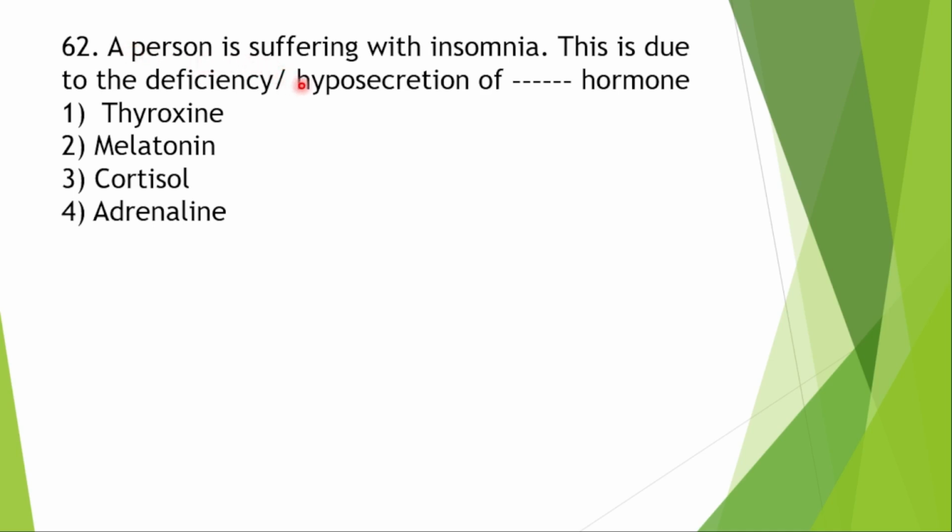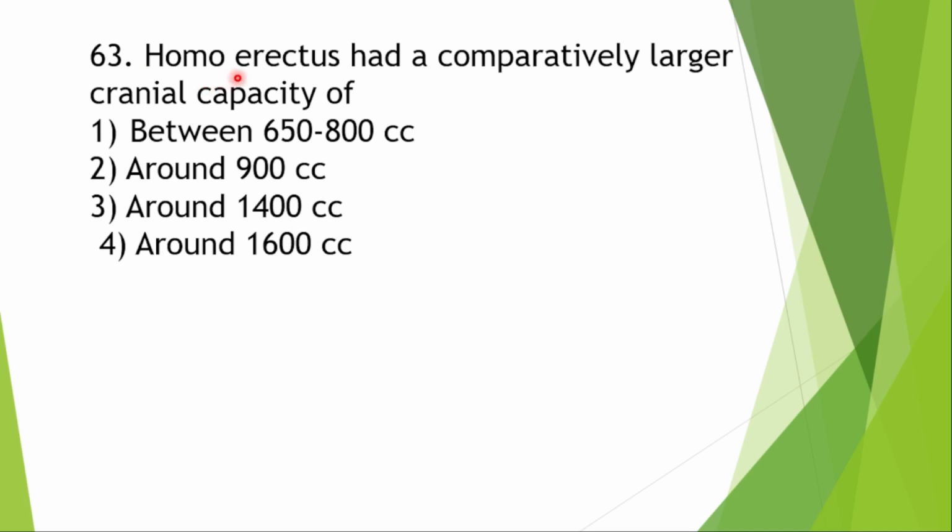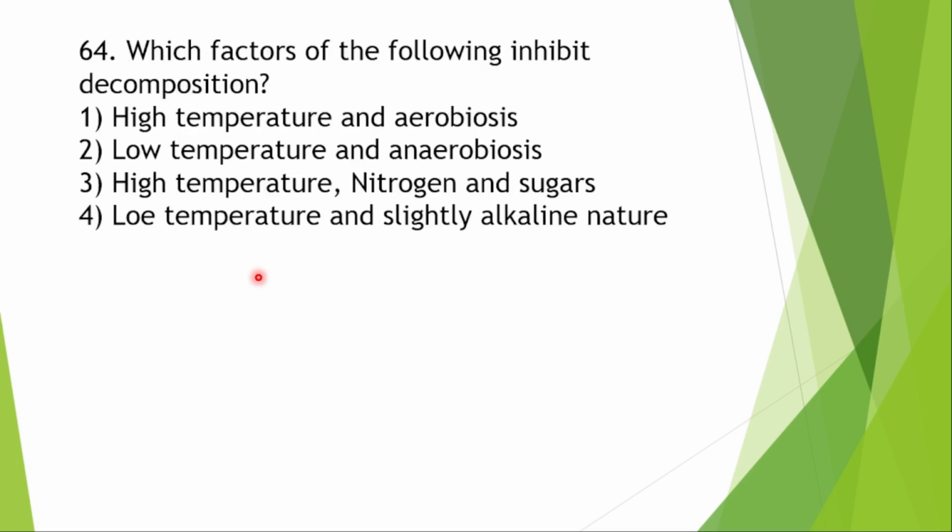62. A person is suffering with insomnia. This is due to the deficiency or hyposecretion of which hormone: thyroxine, melatonin, cortisol or adrenaline? The right option is melatonin. 63. Homo erectus had a comparatively large cranial capacity of between 650 to 800 cc, 900, 1400, 1600 cc. So the right option is option 2, around 900 cc.